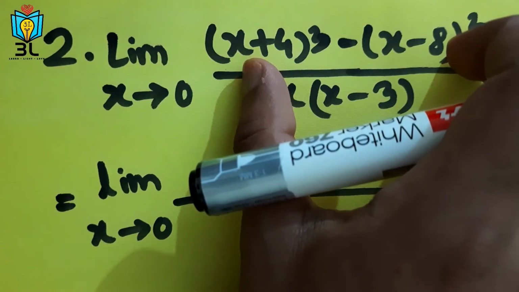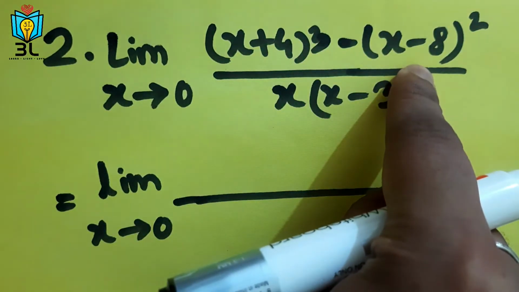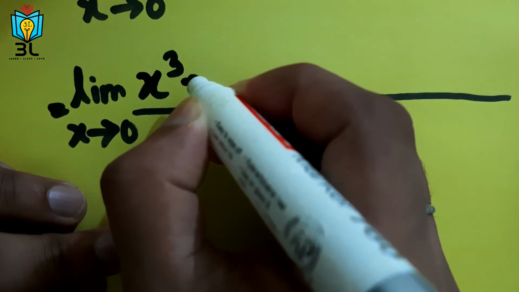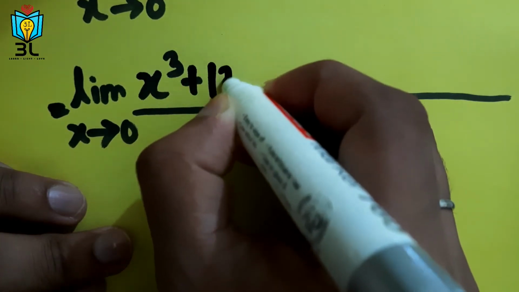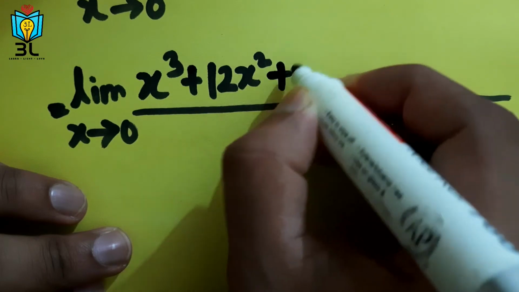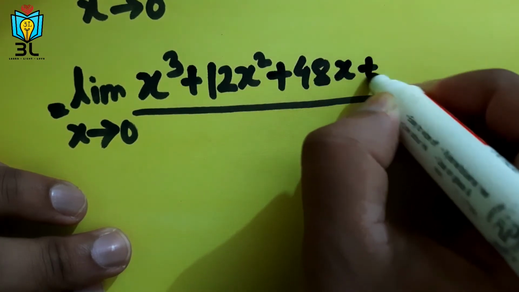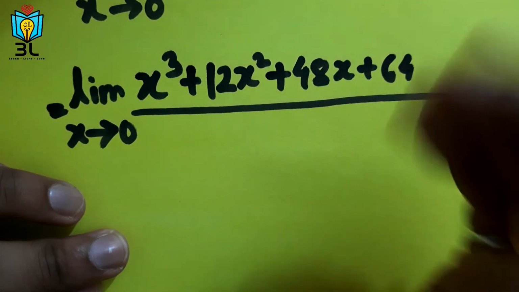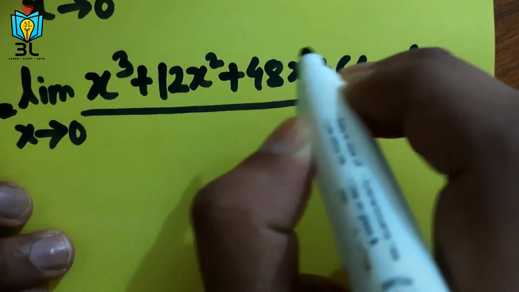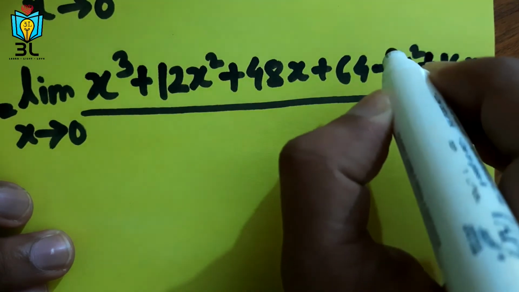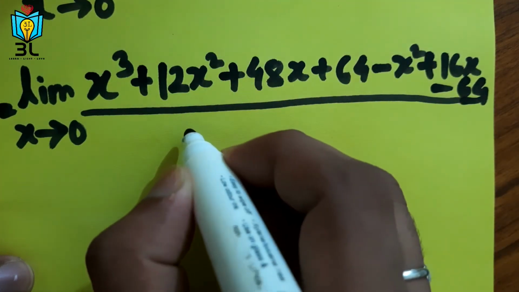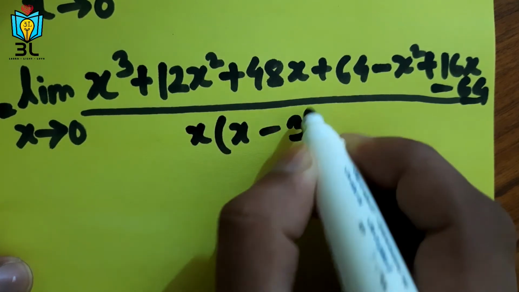In the numerator part, we have two formulas, a plus b whole cube and a minus b whole square. By putting those formulas, we will get x cube plus 12x square plus 48x plus 64. And in the next formula, a minus b whole square, we will get minus x square plus 16x minus 64. And in the denominator part we have x into x minus 3.